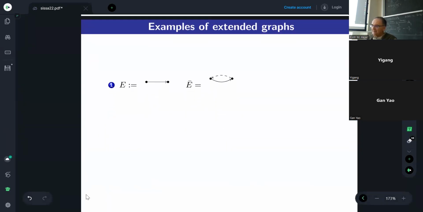If my graph consists of one edge and two vertices, as drawn in the picture, then the extended graph will have the same set of vertices, of course, and you'll have this ghost edge going the opposite way.